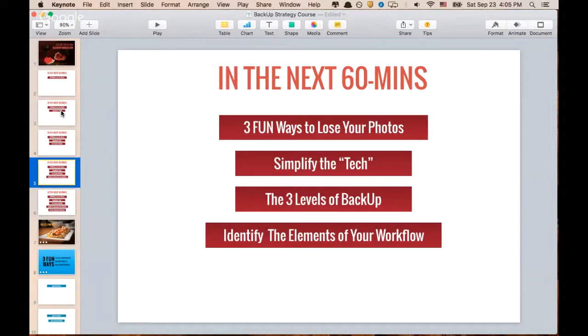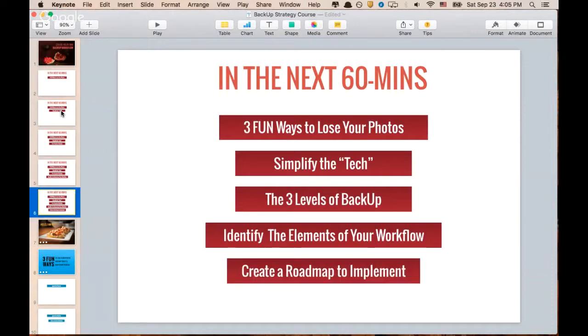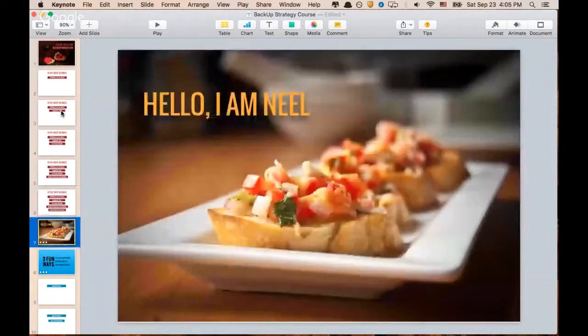Then we'll get down into the elements of your workflow and specifically backing up your photos. This is such an important aspect, this backing up question, and I'm really surprised so few people have a plan. So few people think about this seriously. And then the last thing is, I'll give you a roadmap to implement this whole aspect of backing up your photographs in your own business.